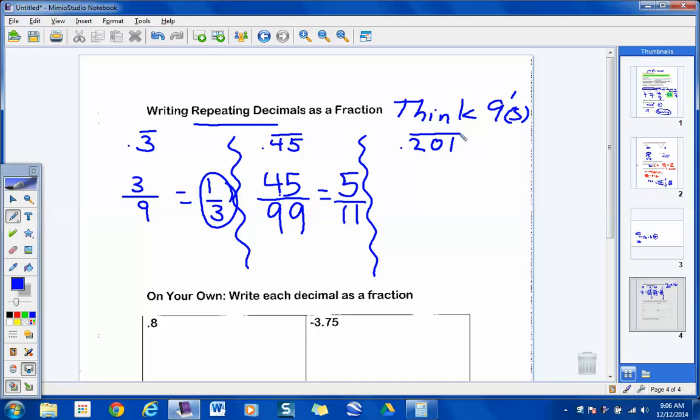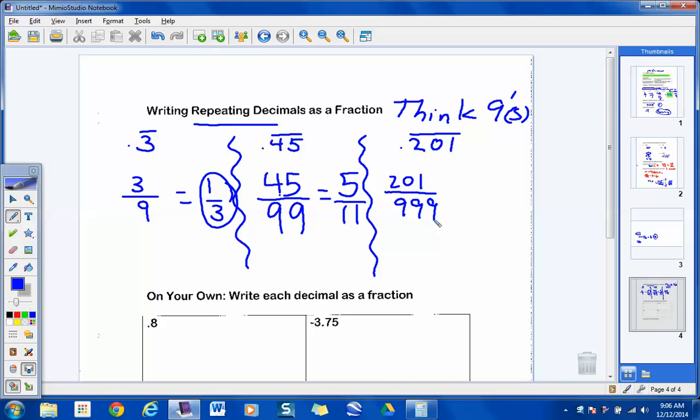3. So you're going to put the 201 over what? 999. 201 over 999. Okay. I can't trick you guys. You're too smart. Hey, got a question. Can you guys think of any number that would divide evenly into those? Remember your rules? Try 3. I know 3 because 2 and 1 add up to what value?